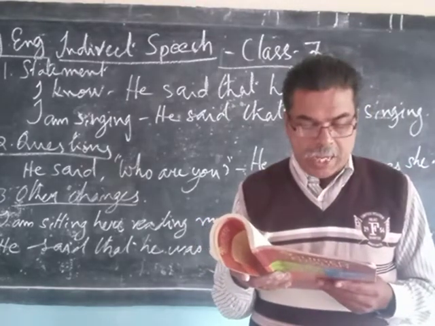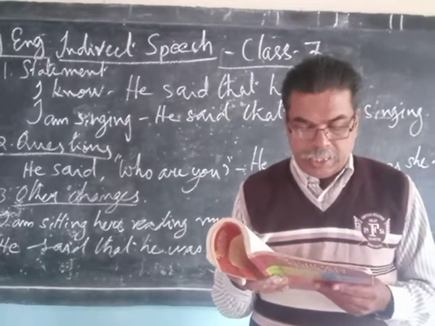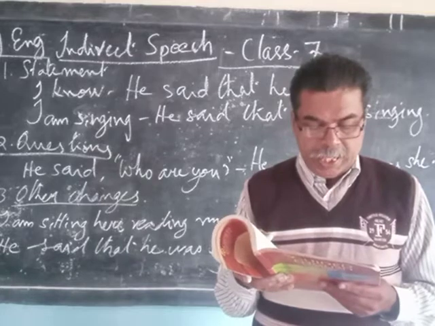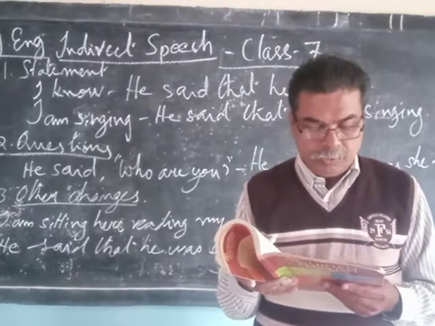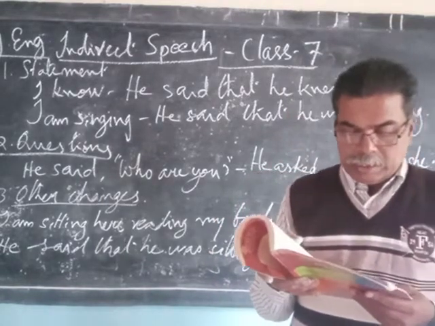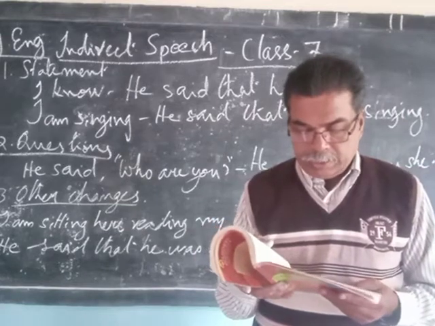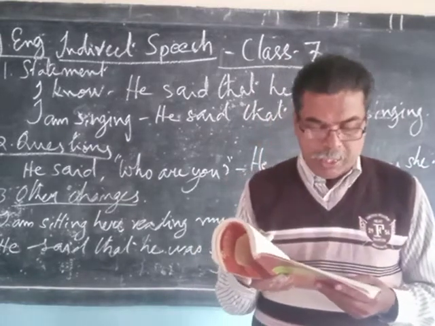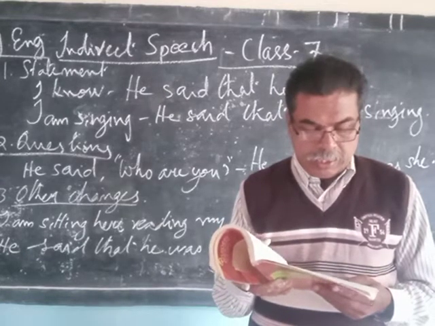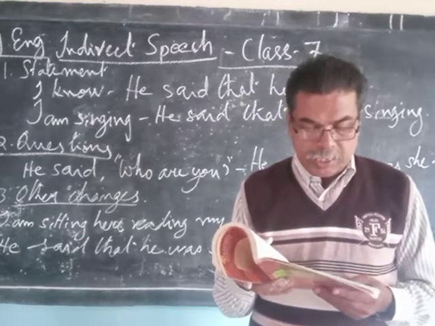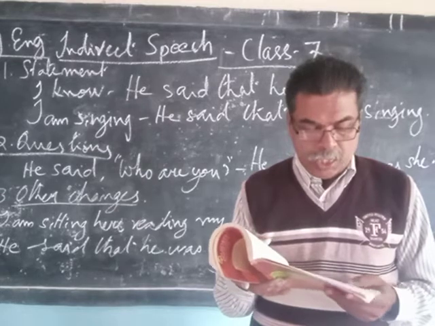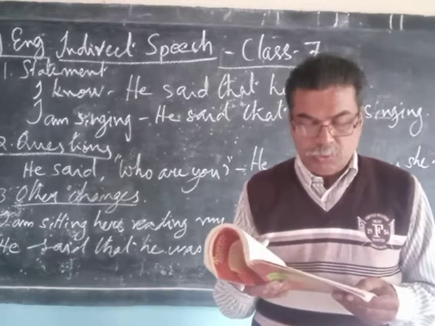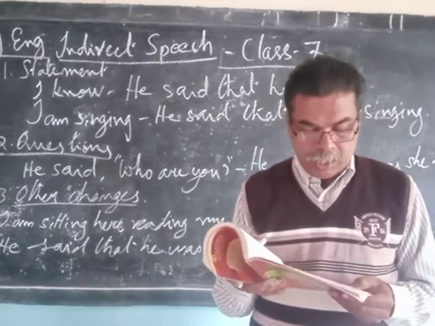From direct speech, I and me change into he, she, him or her. We and us change into they and them. You changes into he, she, him, her, they, or them, depending upon the meaning or situation. My and mine change into his, her and hers. Our and ours change into their and theirs. Your and yours change into their and theirs, the same.